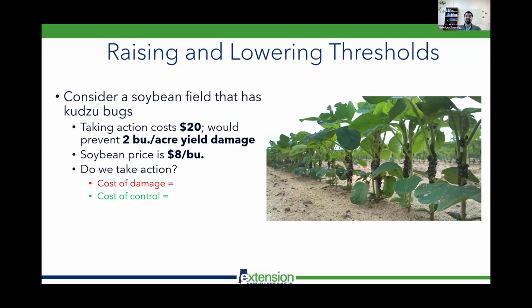What we can do here is compare the cost of damage versus the cost of control. The cost of damage in this case is the 2 bushels per acre of yield damage we're trying to avoid times the $8 per bushel price. So the cost of damage would be $16 per acre. In contrast, the cost of control is that $20 per acre. So we're looking to save $16 per acre by spending $20. Not worth it in this case, so we wouldn't take any action.